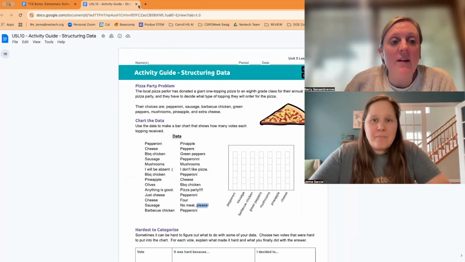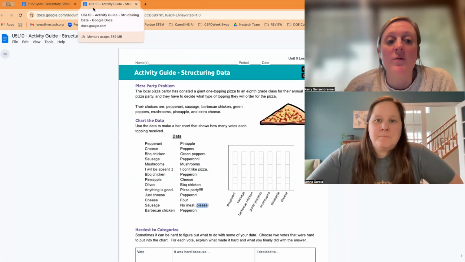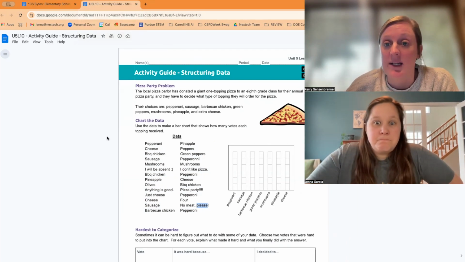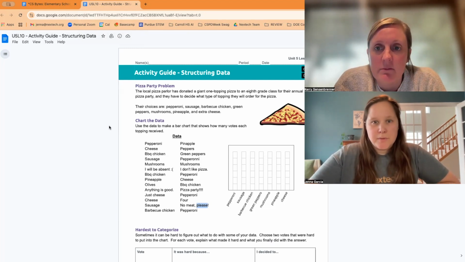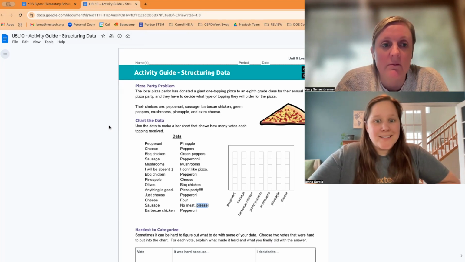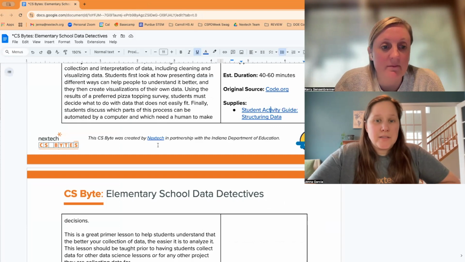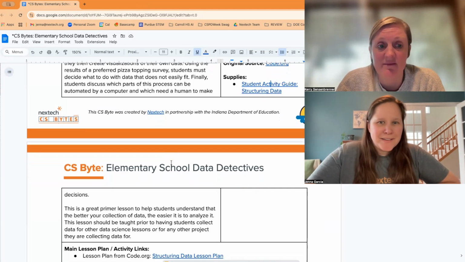But even if you had younger students, this could be what you display on the board and talk about one at a time instead of passing out individual copies to students. Yep, absolutely. This is a great classroom conversation about what data is and how we all look at it and think about it. And it's fun because the kids all like talking about pizza parties.